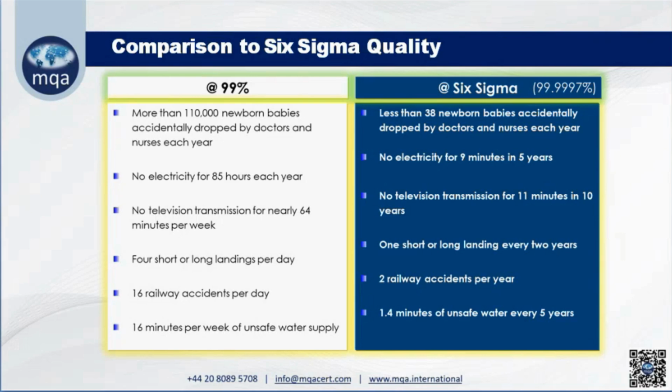Then 16 railway accidents per day at 99% accuracy level, to 2 accidents per year. So 16 per day versus 2 per year. 16 minutes per week of unsafe water supply, to 1.4 minutes of unsafe supply every 5 years.